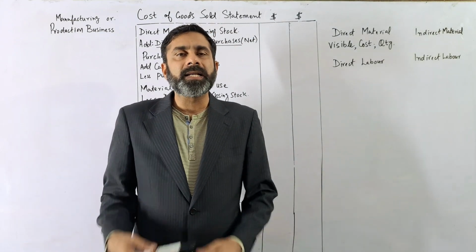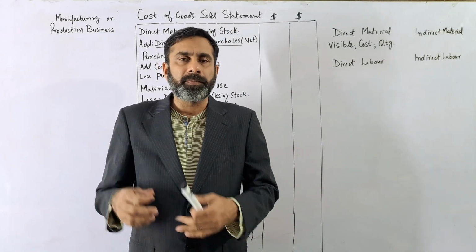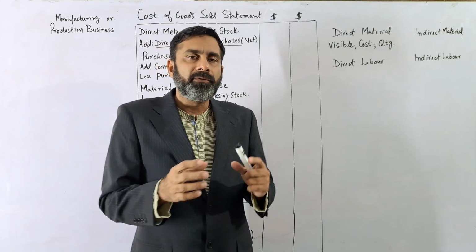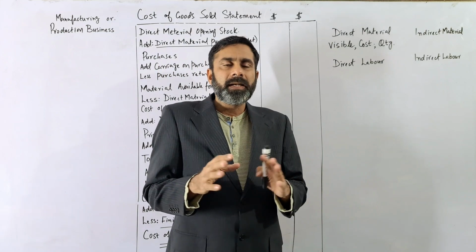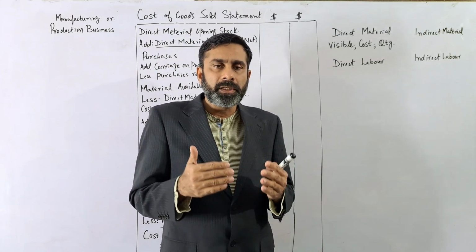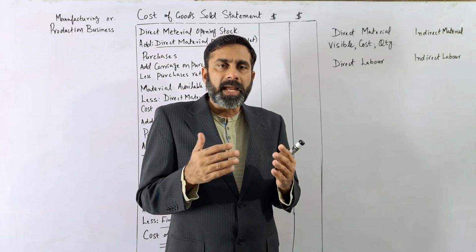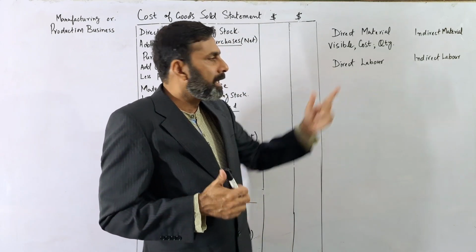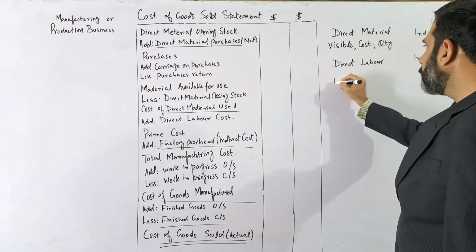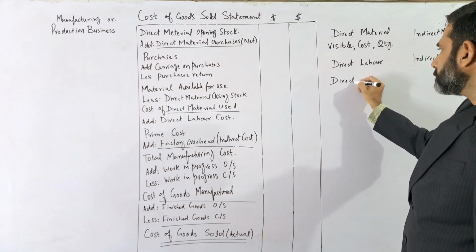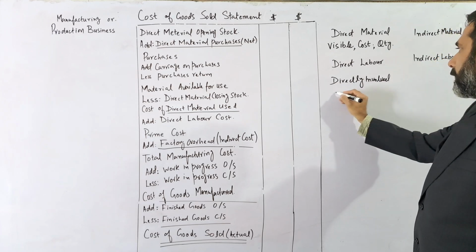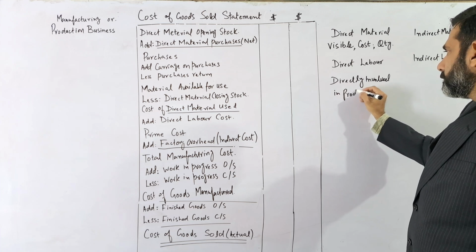Now, one person is directly working on the machine. For example, they are taking the wood, cutting the wood, shaping the wood, welding the steel part, and doing all these things. It means that person is directly working on the production, so that person will be considered as direct labor. They are directly involved in production.